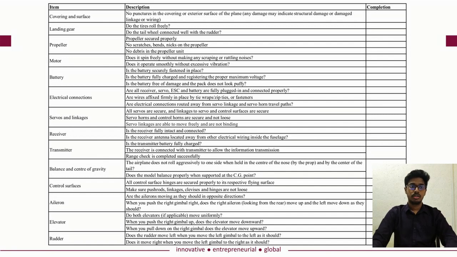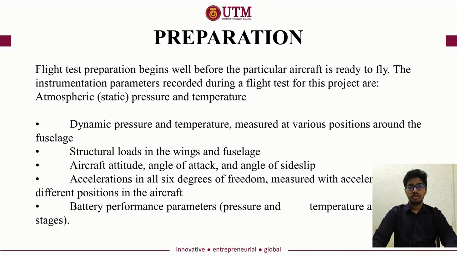So the items include covering and surface, landing gear, propeller, motor, electrical connections, screw, servos and linkages, receiver, transmitter, balance and center of gravity, control surfaces, ailerons, and rudder. They have their own descriptions, and all we have to do is check whether all this is on par with our RC flight. Now moving on to the next part.